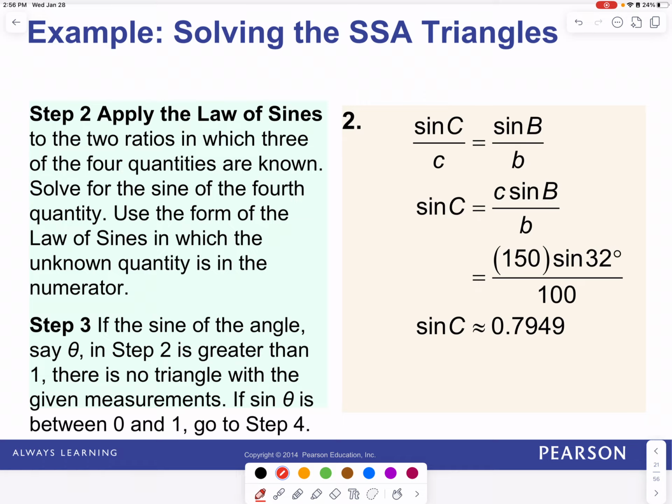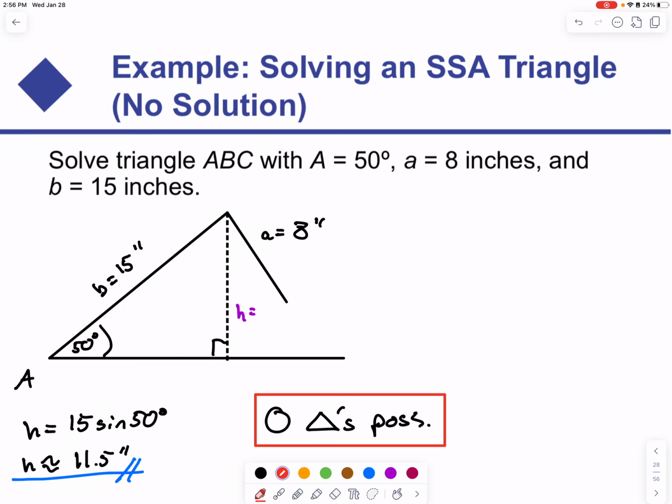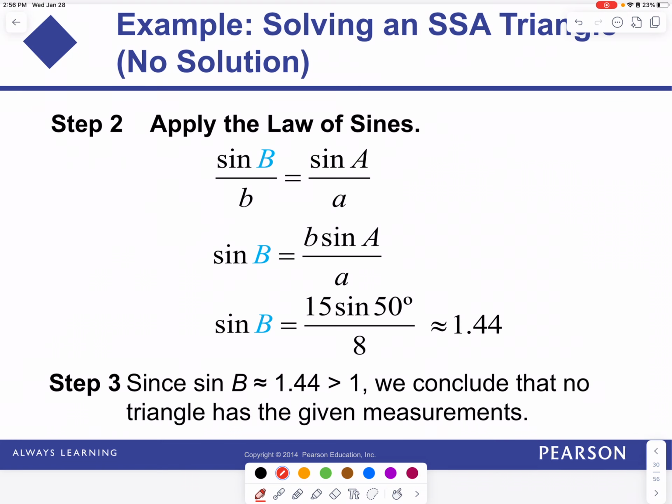Let me think about it. Anyway, but again, you saw how I did it. My logic was, okay, our height is 11.5 inches, but that side A is 8, so it's not long enough. If that side A were swinging, it's not long enough to reach the base, the baseline or whatever. So it won't be able to connect, so then 0 triangles possible. So either one should be fine, right? You can either compare the sine of A, or the sine of B. If the sine of B is larger than 1, no triangles possible. Okay. All right, not too bad.